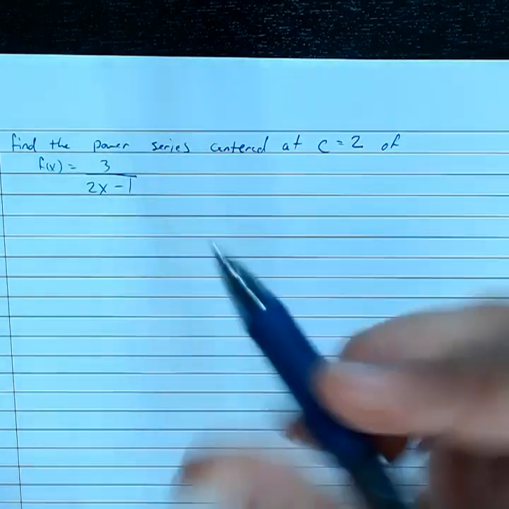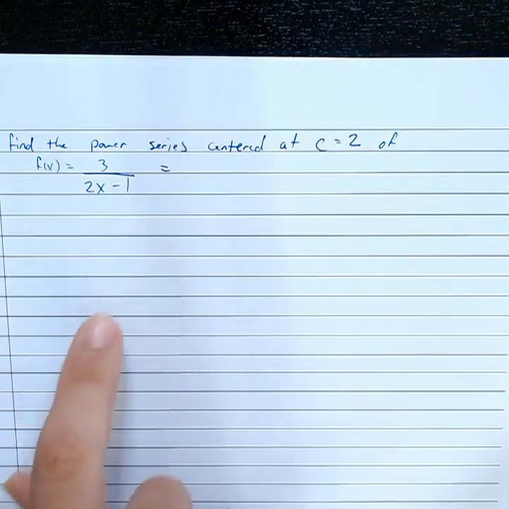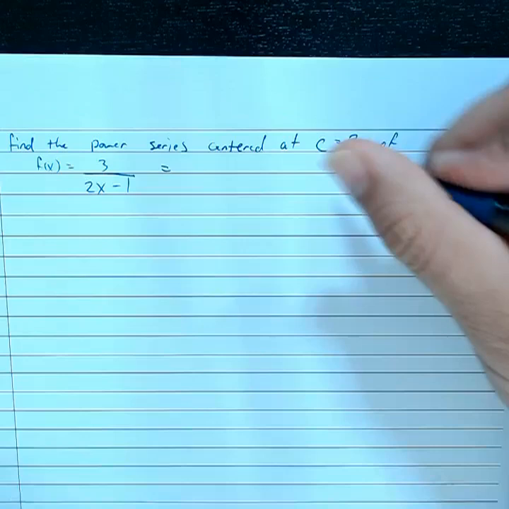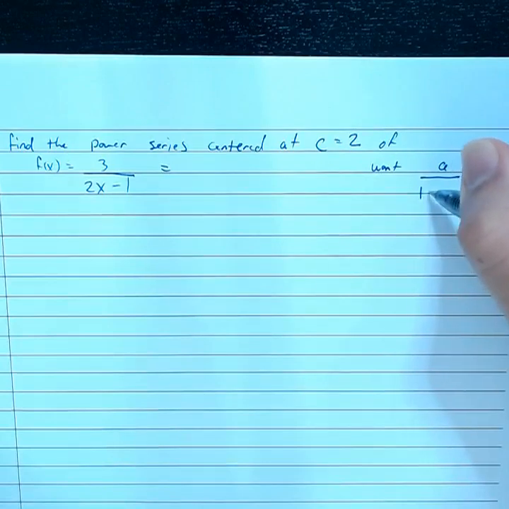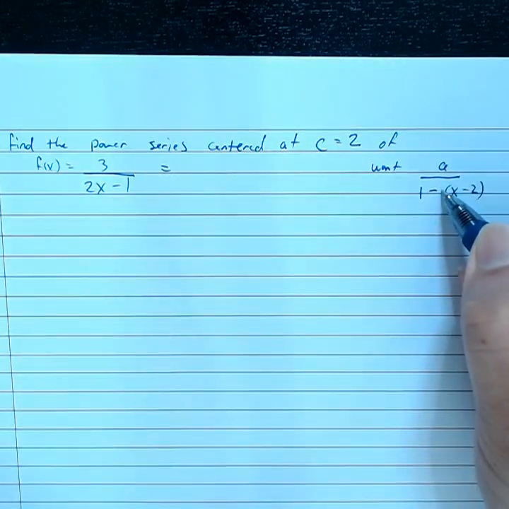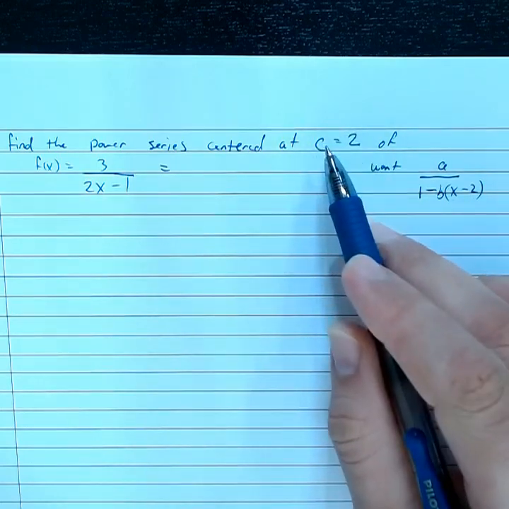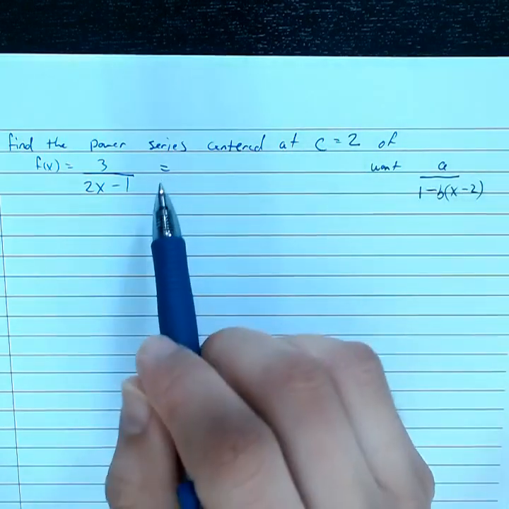Well, that's not too bad to do. Everything that we're about to do, there's going to be no calculus until the very end. It's all algebraic. All we want to do is write this in the following pattern: a over 1 minus x minus 2. Here, it's okay if we have a constant, so let's say b. That x minus 2 guarantees that my center is at 2. Having a over 1 minus something guarantees that it'll be a geometric series.